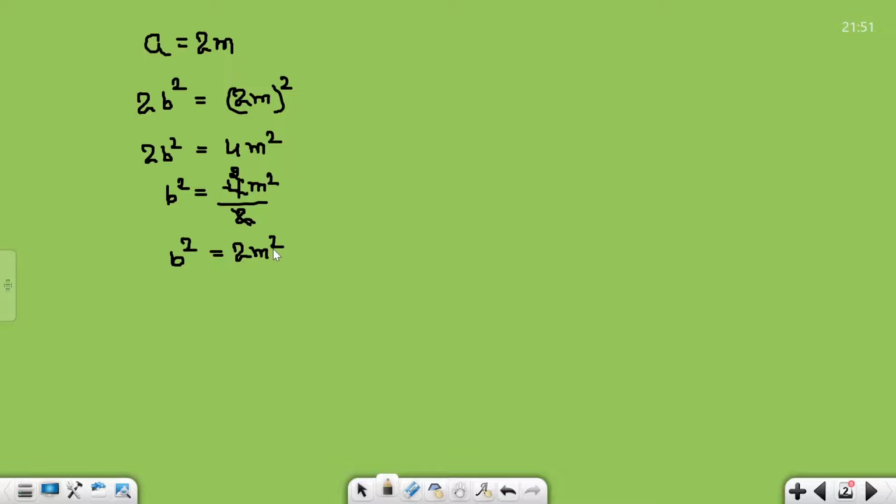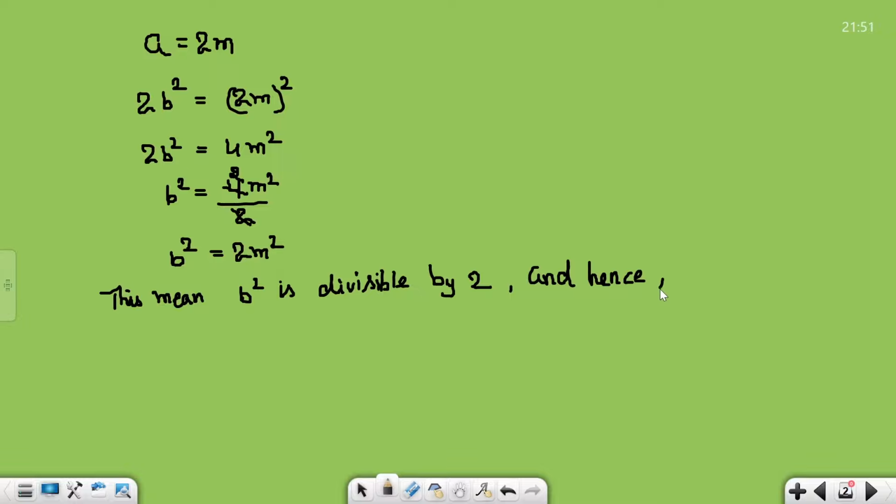Here b square is also a multiple of 2, so we can write, this means b square is divisible by 2, and hence b is divisible by 2.